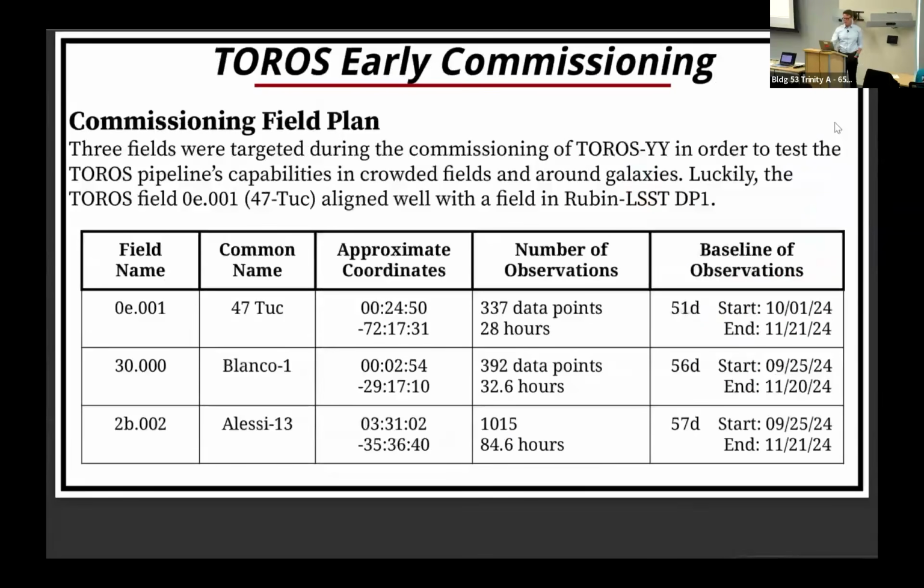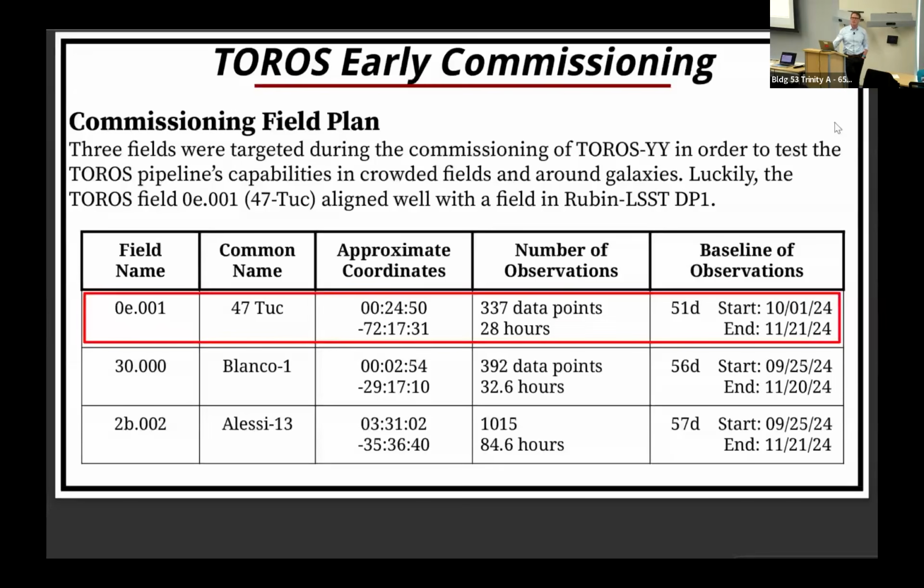So I wanted to talk a little bit about commissioning, and this also actually leans into how our synergy with LSST. So these were 3 fields that we did commissioning for in late 2024. They were selected primarily to test various aspects of the system. Could we detect transients in galaxies? Could we do good subtractions in crowded fields, et cetera? Serendipitously, the 47 Tuc field, we selected this without realizing it, actually lines up quite well with the DP1 field. So you'll see some results from that comparison in a minute.